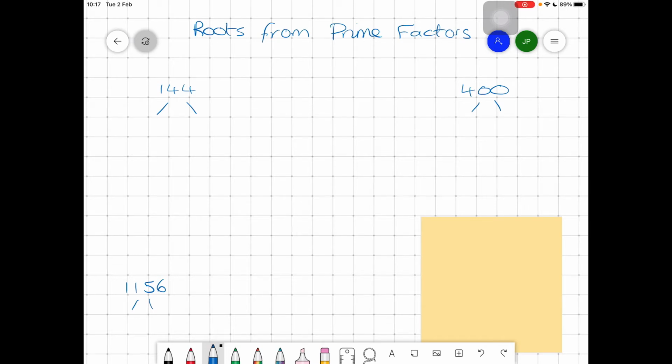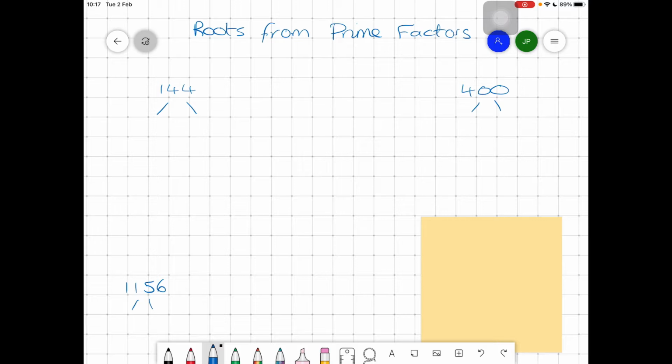Welcome to your next lesson using prime factor decomposition. Yesterday we used prime factor decomposition to find the highest common factor and lowest common multiple of two numbers. Today we're going to use it to accurately find square roots and to also find out missing factors to make square roots.